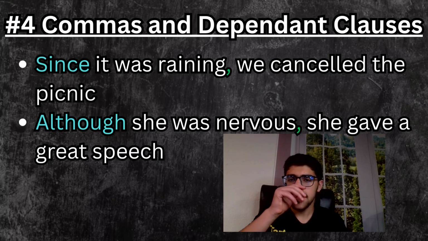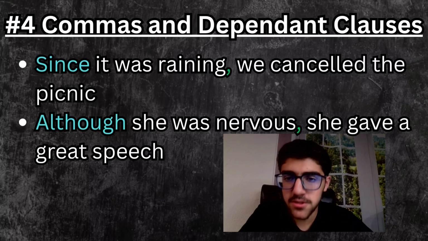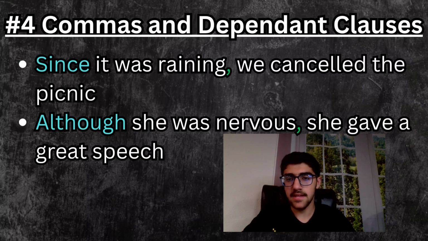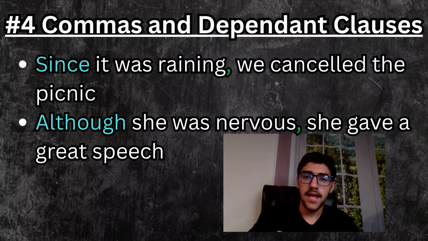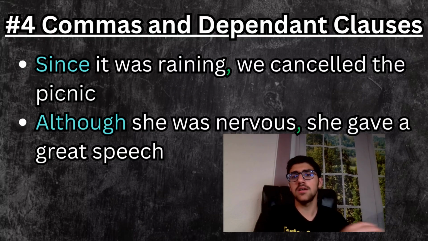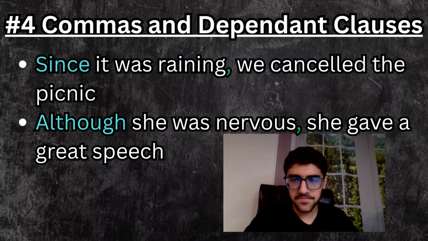For example, since it was raining, we canceled the picnic. Since it was raining is the dependent clause, and it cannot stand alone. Since it was raining is not a complete sentence, and the subordinating conjunction is since. Because that comes before the independent clause, we canceled the picnic, you have to put a comma. If you don't put a comma, that's incorrect.